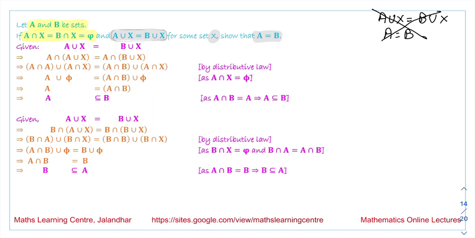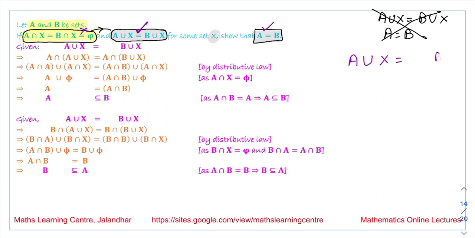But over here, with this condition, another condition is given to us that A and X, and B and X, both these are disjoint. Then we are saying A is equal to B. I am again repeating that if only this condition is given to you, without the other condition, then it is not necessary that A is equal to B. So we start this proof. What is given to us is that A union X is equal to B union X.